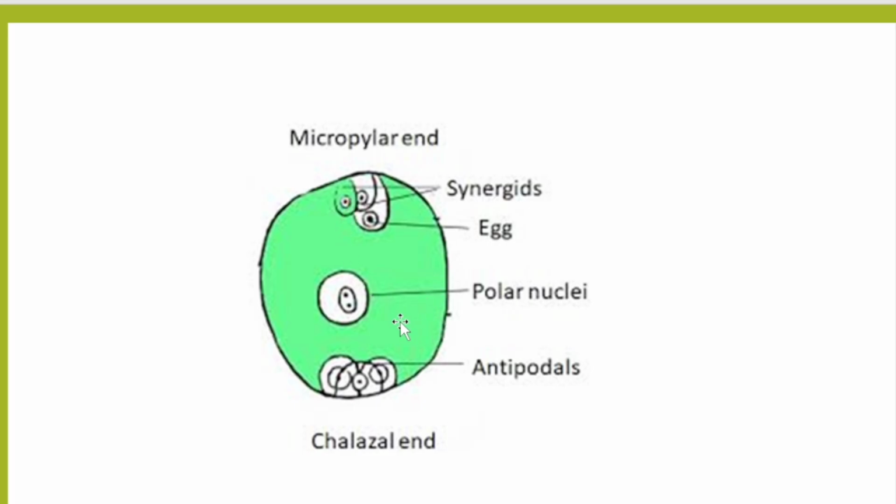This is a simplified diagram which shows the antipodals at the chalazal end, synergids at the micropylar end with the egg together called the egg apparatus, and there are polar nuclei in the central cell.